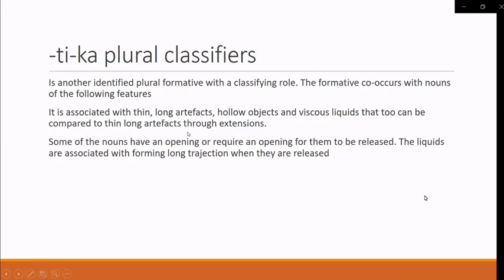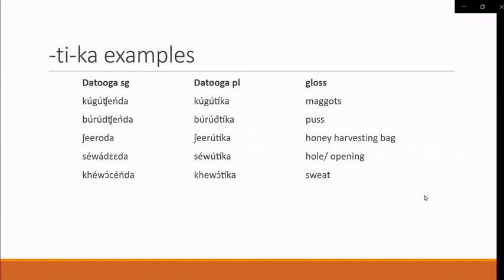Some of the nouns have an opening or require an opening for them to be released. The liquids are associated with forming a wrong projection when they are released. Some examples are here. We have the maggots, pass, honey harvesting bag, a hole or opening. We also have sweat. This is the formative.